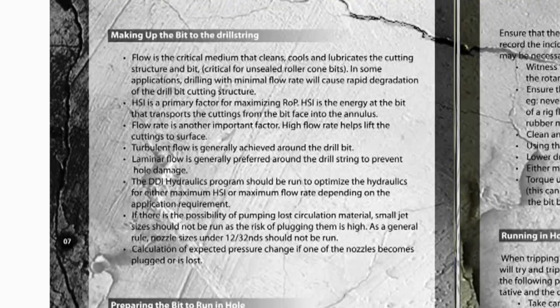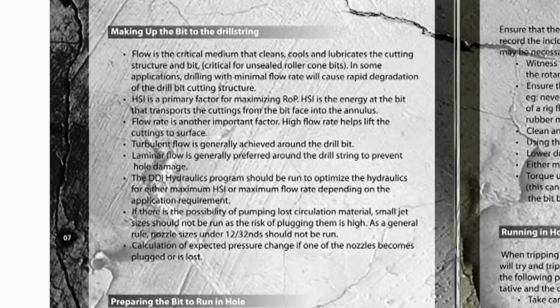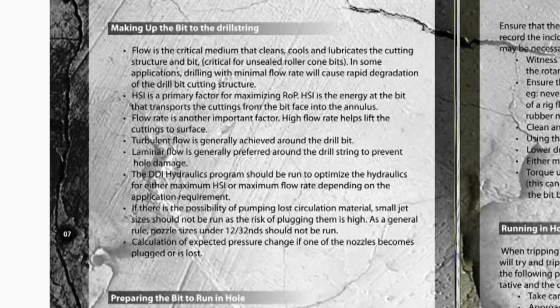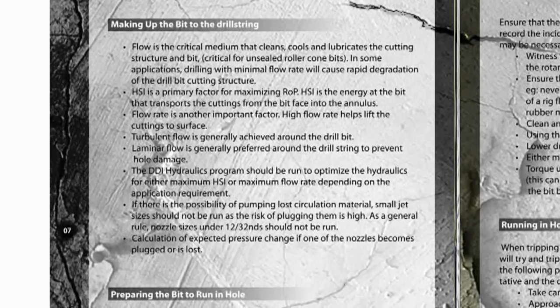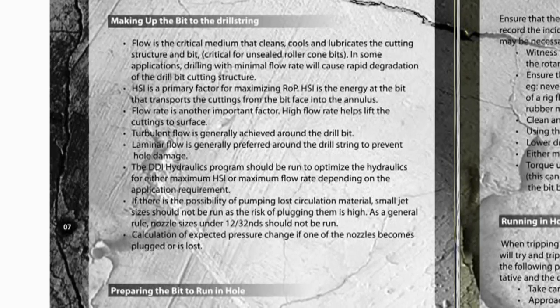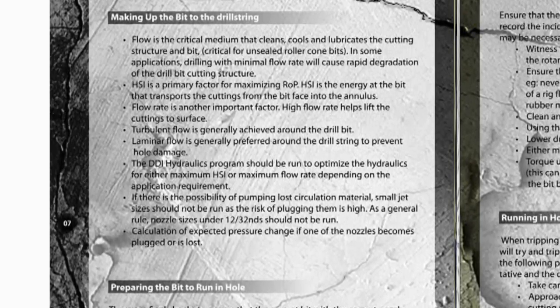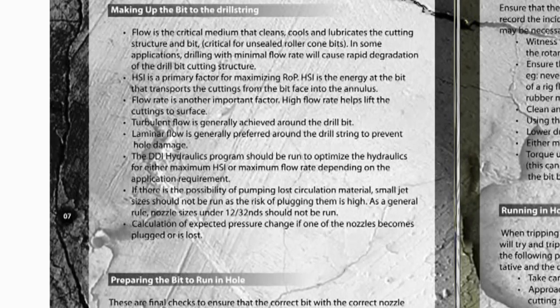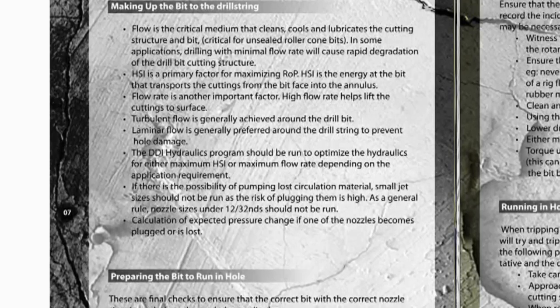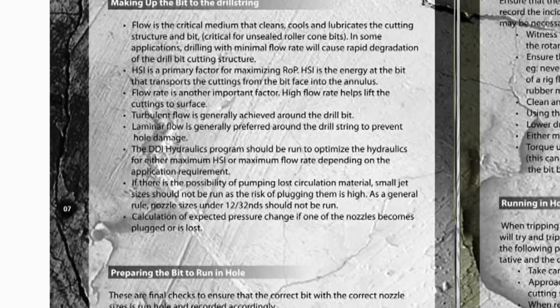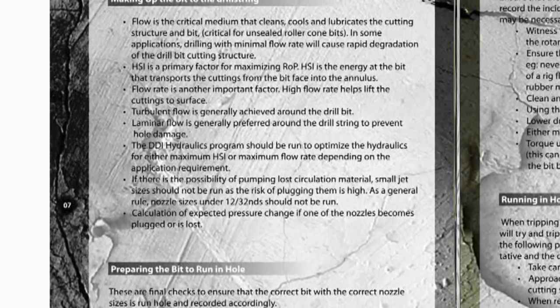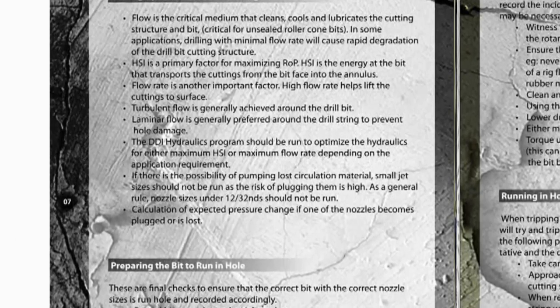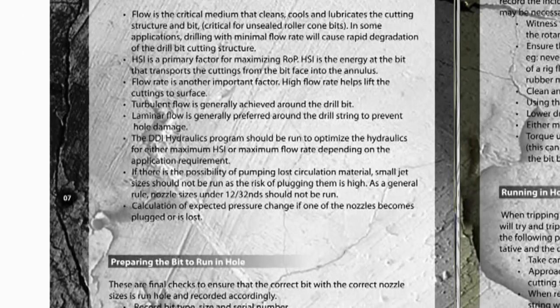HSI is a primary factor for maximizing ROP. HSI is the energy at the bit that transports the cuttings from the bit face into the annulus. Flow rate is another important factor. High flow rate helps lift the cuttings to surface. Turbulent flow is generally achieved around the drill bit. Laminar flow is generally preferred around the drill string to prevent hole damage.